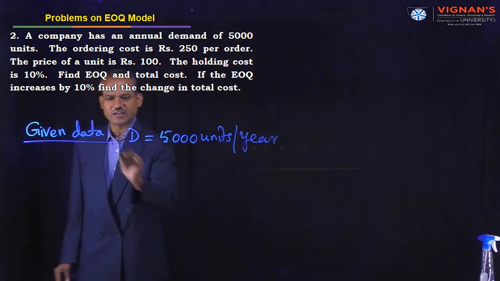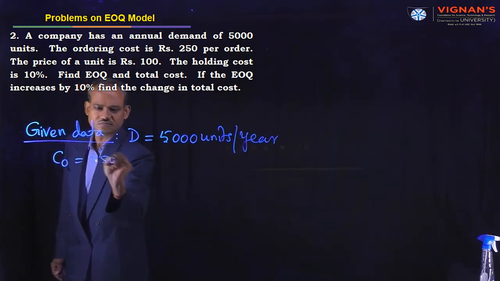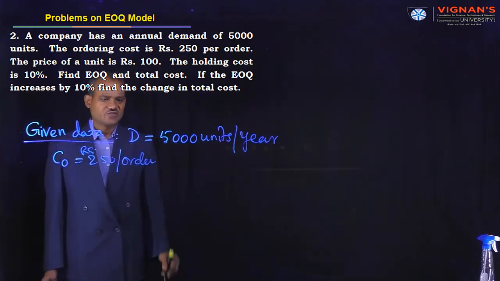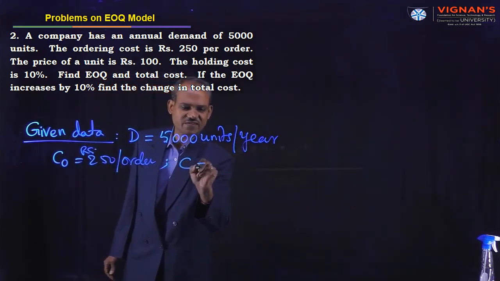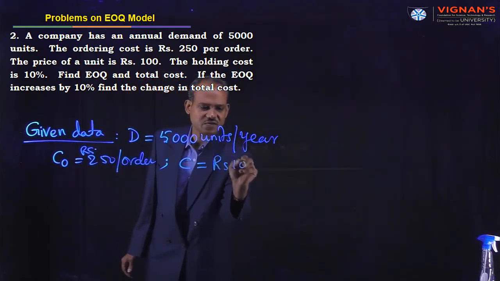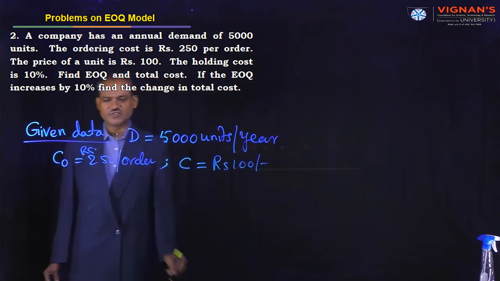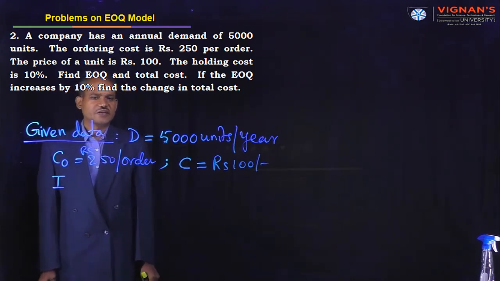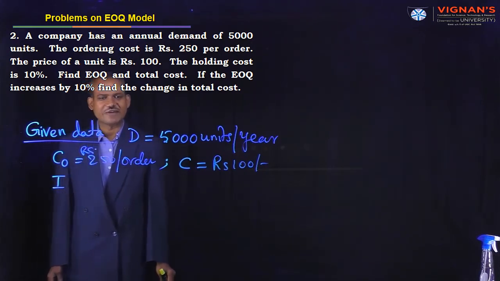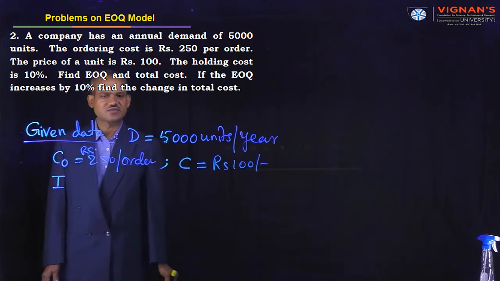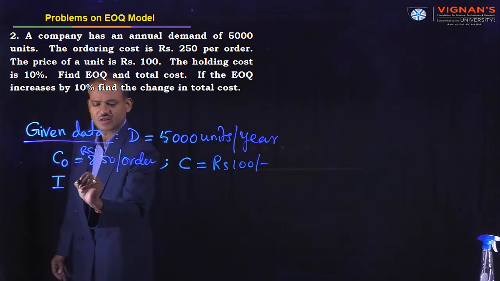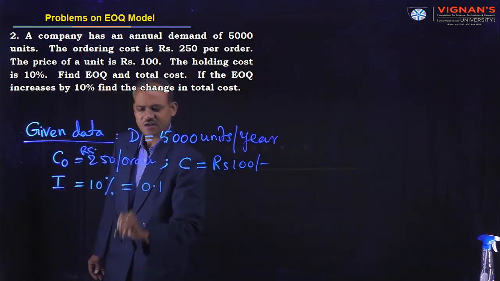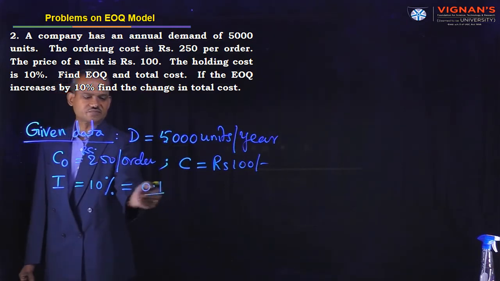Next, the ordering cost is 250 rupees per order. This is represented in rupees per order. The price of a unit, price means cost price, capital C is equal to 100 rupees. The holding cost is 10%. If percentage is given, you can assume that value as I value. If it is represented in rupees, it means CC, carrying cost. Therefore, here I value is 10%. 10% is equal to 0.1 because 10 by 100 is nothing but 0.1.